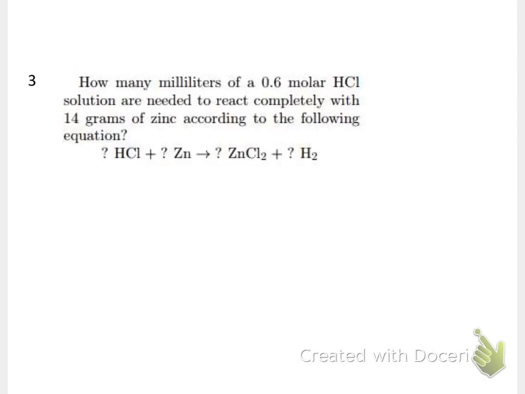Alright, so number 3 says how many milliliters of 0.6 molar HCl, so this is 0.6, and I always recommend doing this, writing down what you have, being clear about what the problem's asking. So it's 0.6 molar, and we're trying to find out milliliters are needed to react completely with 14 grams of zinc. Okay, so first thing you always have to do if you have a reaction is get it to be balanced, and in order to do that, I just need to make 2 HCl.